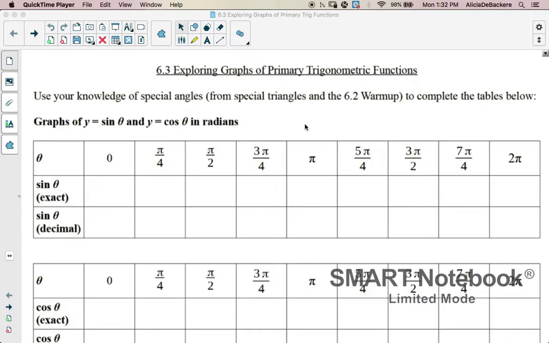Okay, welcome to lesson 6.3, exploring graphs of primary trigonometric functions. This lesson is an investigation, so normally in class I would give this to you to work on your own, and I would just quickly take it up. So I'm going to walk through it, but feel free to give it a shot on your own, and then just watch the video for the answers.